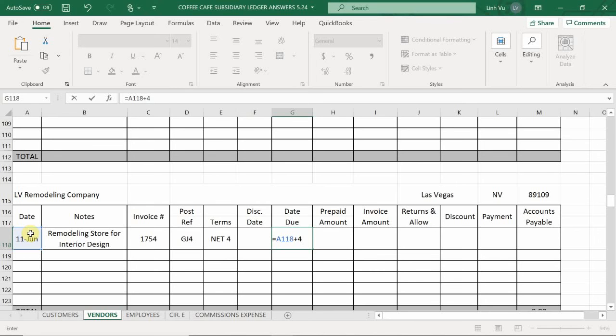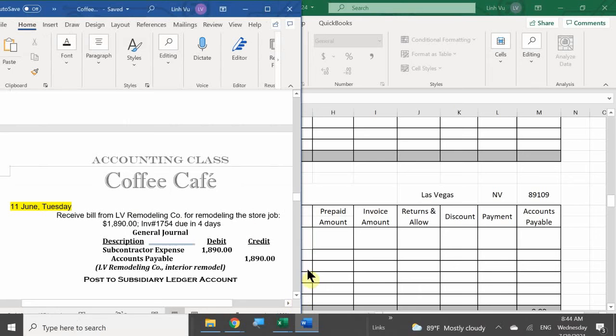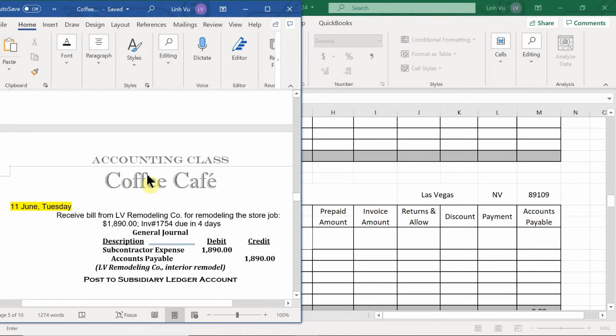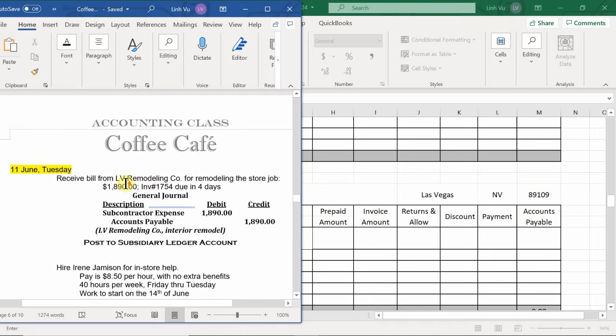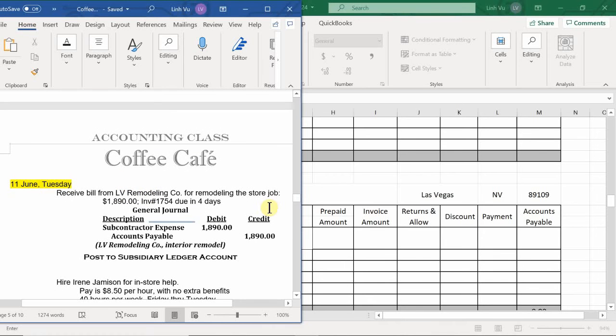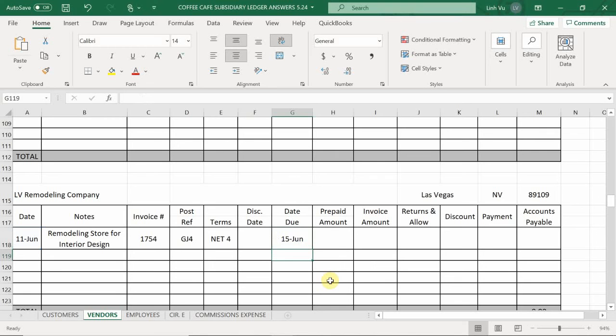But the date's supposed to be June 10. This transaction happened in June 10, right? I know, we moved on to a new day. Sorry, no worries. Nope, this is a brand new day, so it is June 11th. So therefore, it's going to be due on the 15th of June, right?